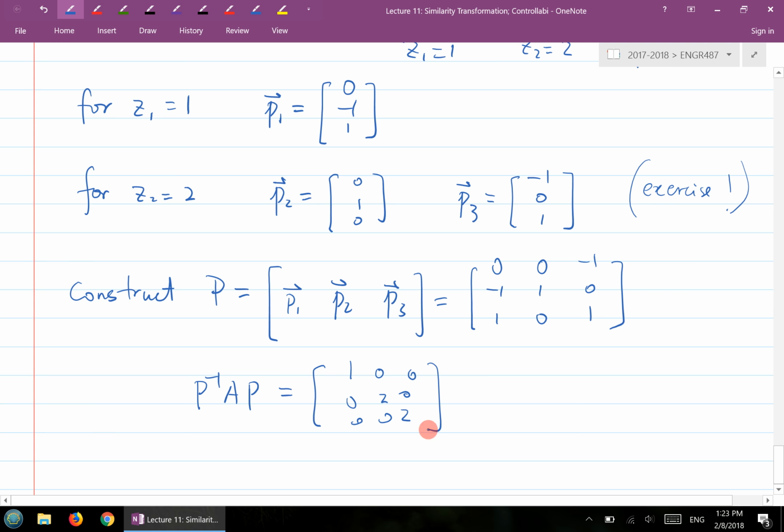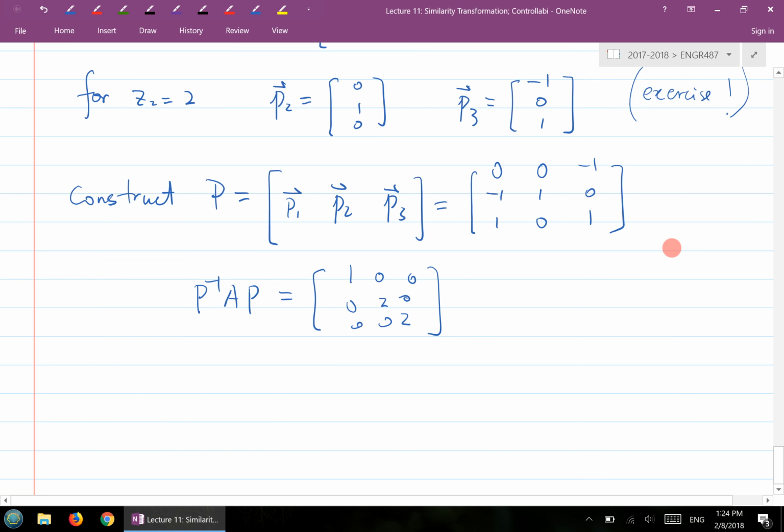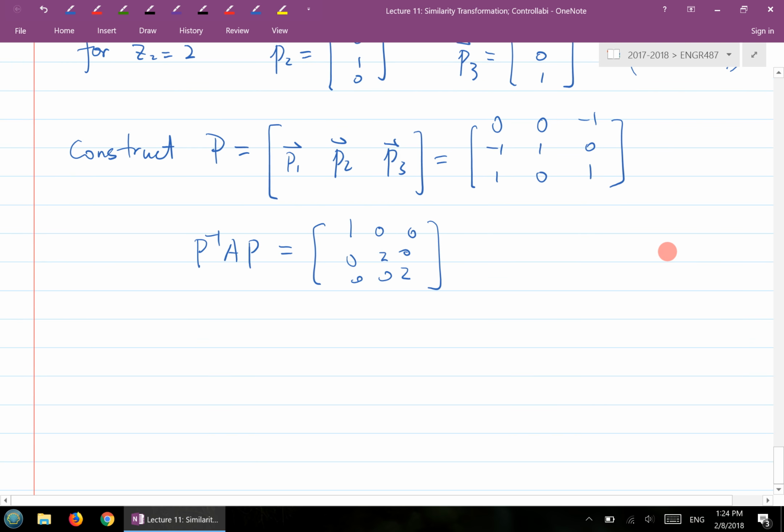So this 1 here corresponds to this eigenvector, and this 2, 2 corresponds to this 2. So if you switch the order here, then you will switch this one here, but it's still correct. Good. So that's the second theorem. Now there's another theorem here.